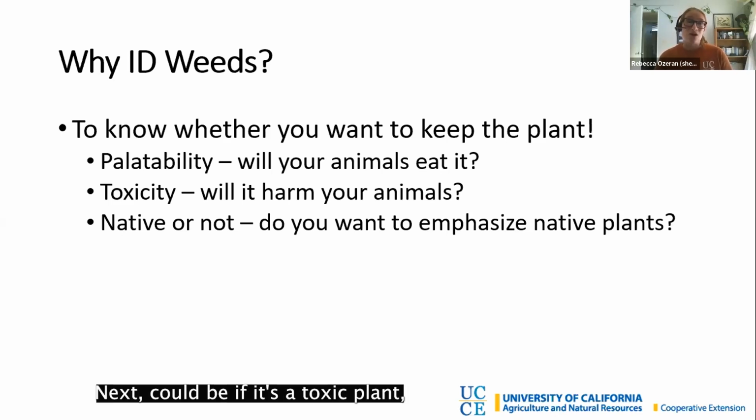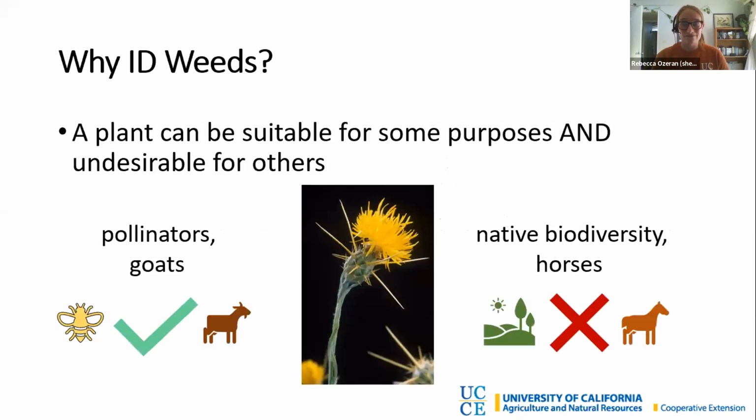Next could be if it's a toxic plant. If it would harm your animals, you may want to remove a plant. Even, as Davey shared, fiddleneck is a native plant, so if you like natives, you might want to keep that. But if you have grazing animals, you may want to remove it. And then lastly, of course, I've got that native or not category. So again, it really depends on what your goals are for the property that you're managing. And then you'll have to decide, do you want that specific plant to be there or not?